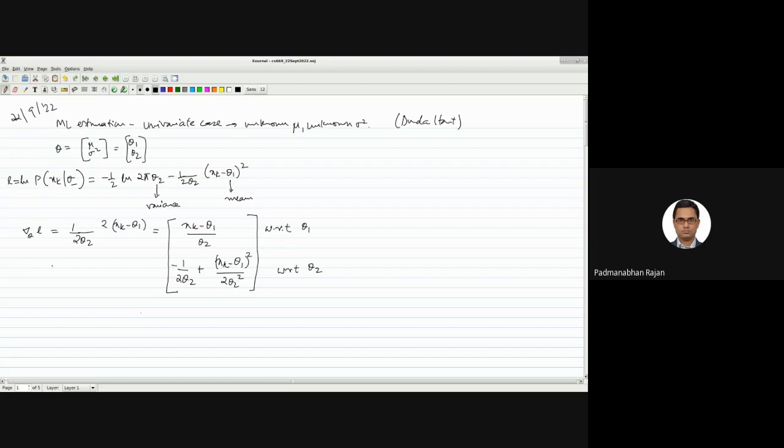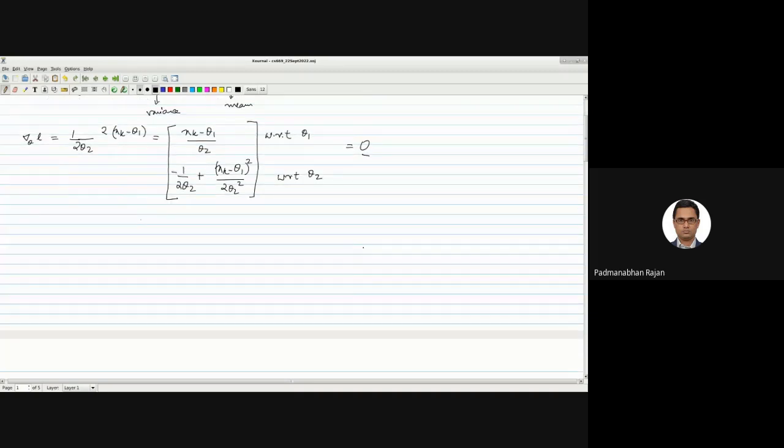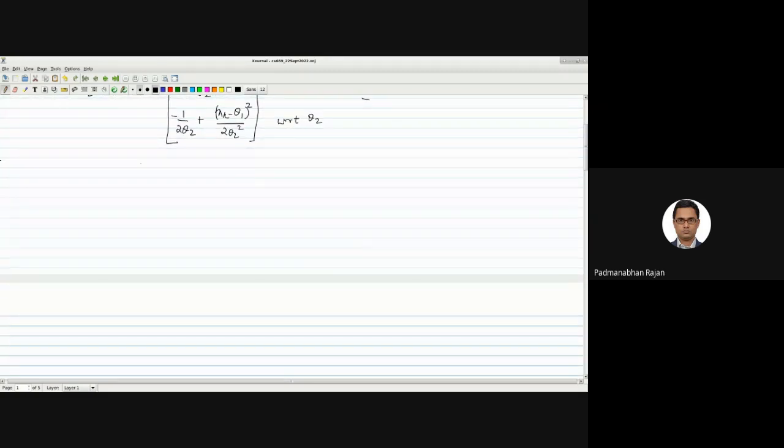So now we are going to equate this to 0. This is a 0 vector because there are two components. And that will give us, let's say we do it for all data points.